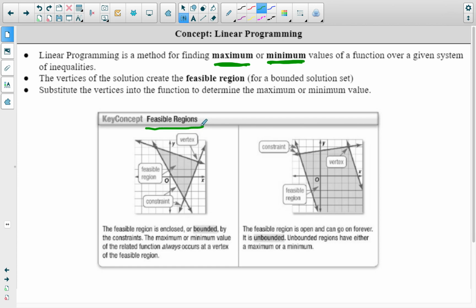The word feasible in the English language means something that's possible. So this is all of our possible solutions to a system of inequalities. And then we're going to have another function that's usually going to look something like this: f of x comma y equals 2x plus 4y. That's just an example. There could be a number of coefficients with x and y. And what we're going to do is plug in our vertices to this function that we're trying to maximize or minimize, and then make a selection based off of that.